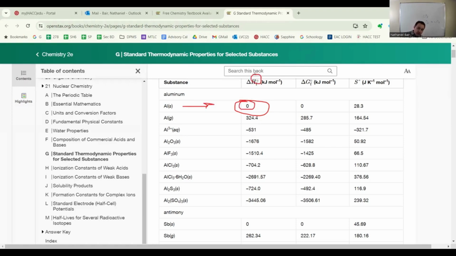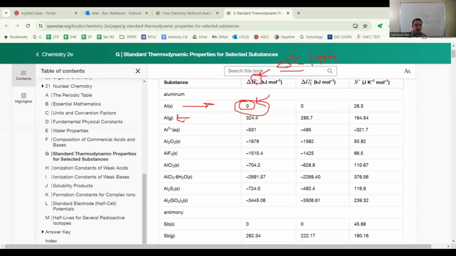Now, what does that standard mean? That little degree sign up there means 25 degrees Celsius and 1 atmosphere of pressure if you're a gas. So 25 degrees Celsius, that's a little warmer than room temp. So I want you to think, room temp, what would the substance be? Well, at 25 degrees Celsius, aluminum is a solid. So that's why the standard enthalpy of formation for solid aluminum is 0.